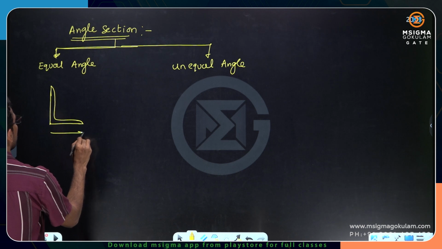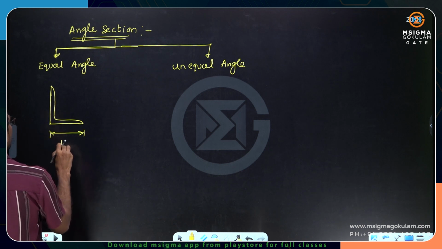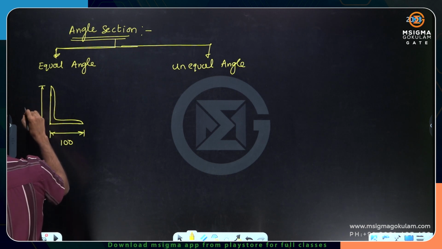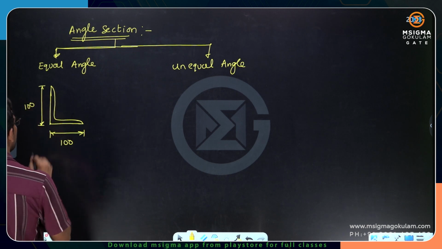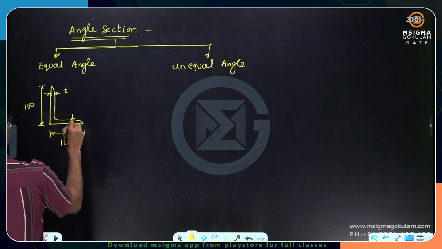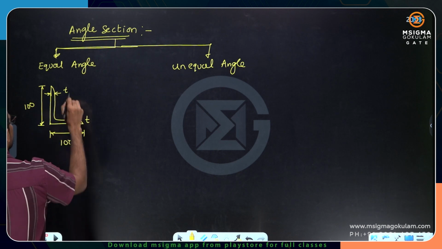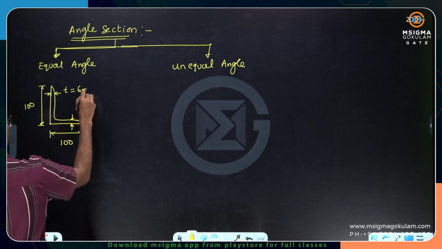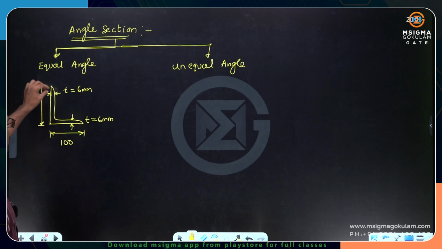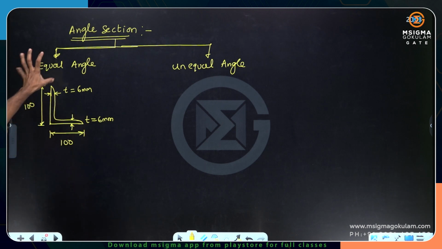suppose if this leg width is 100, and another leg width is also 100, for example. If both the leg widths are same, it is an equal angle, and the thickness should be uniform throughout. If this is 6 mm, this must be 6 mm. So thickness is uniform throughout the angle section. Leg widths are same, then it is said to be equal angle.